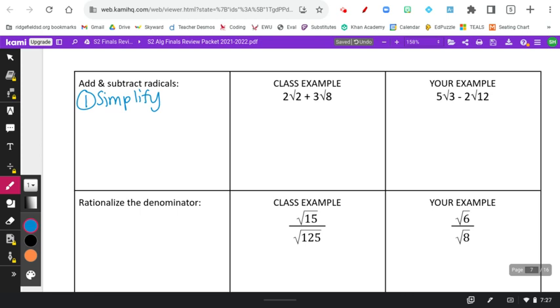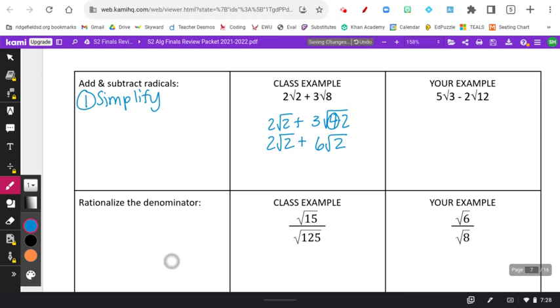The square root of 2 is as simple as possible. The square root of 8, however, can be rewritten as the square root of 4 times 2. The square root of 4 is 2, so that comes outside, and then it can multiply with this 3. 3 times 2 is 6, so we end up with this.